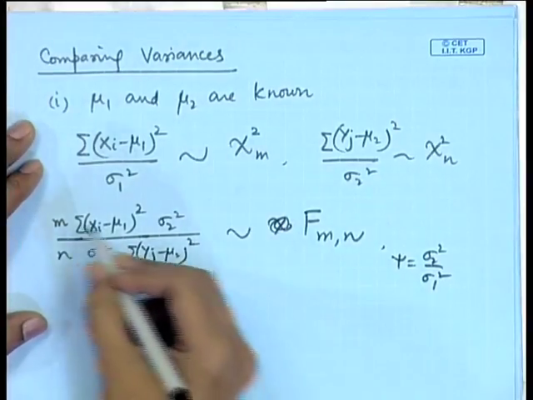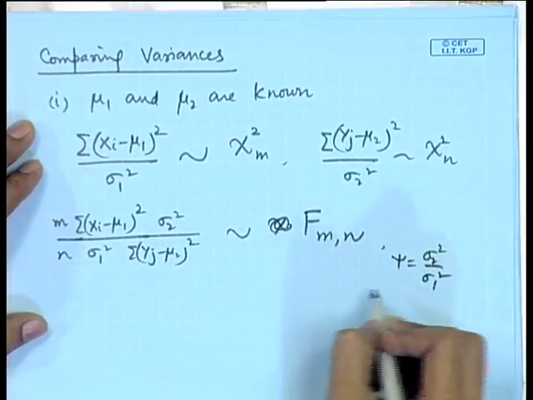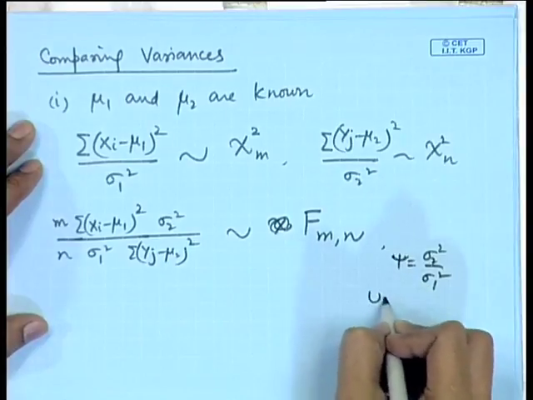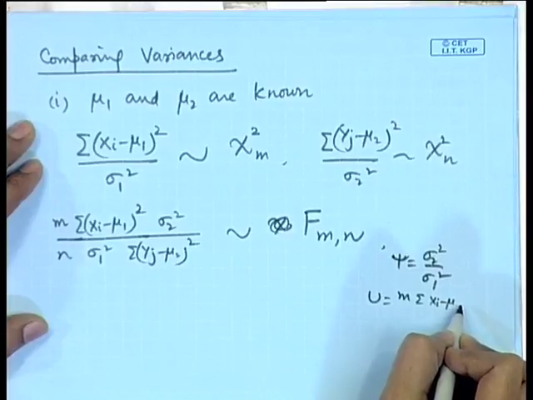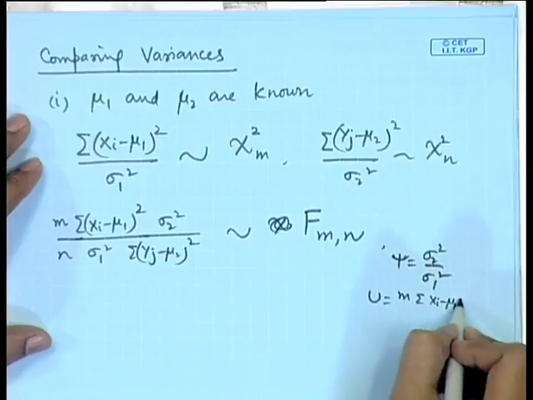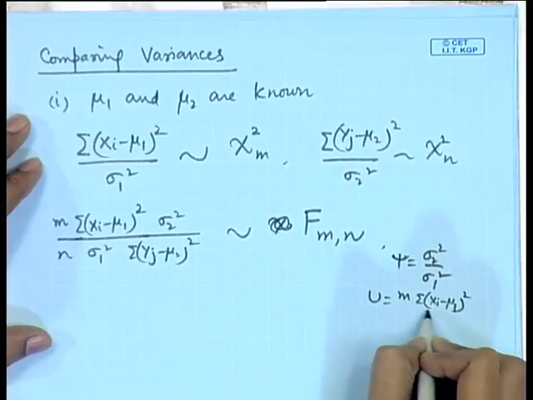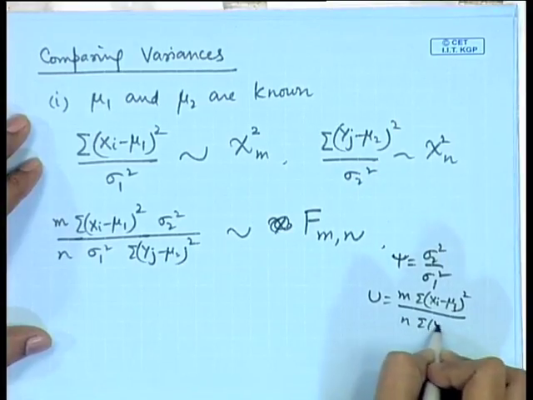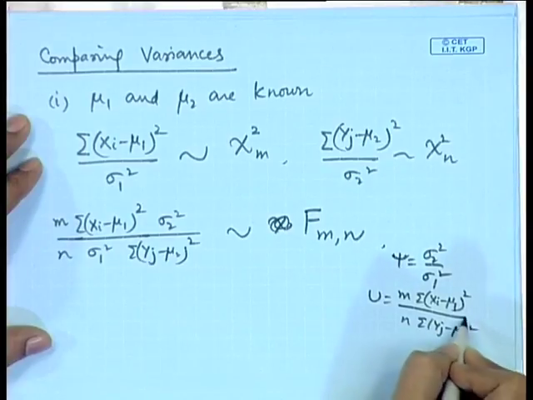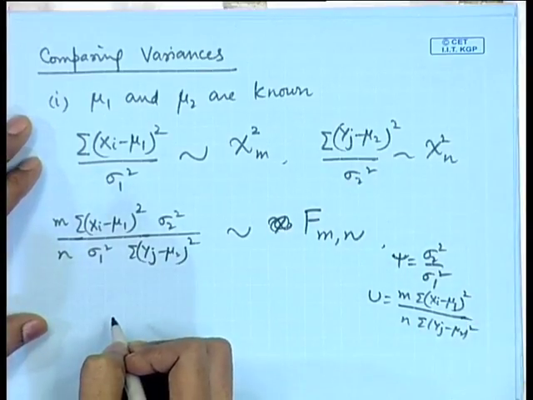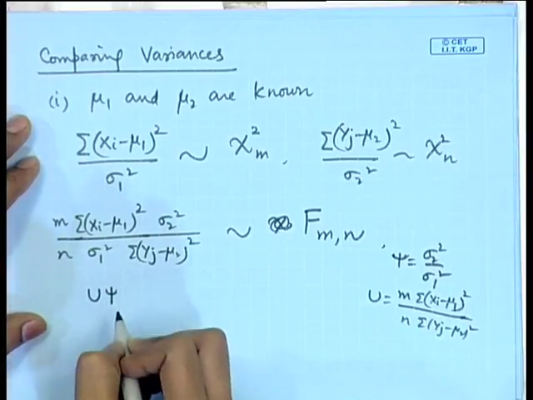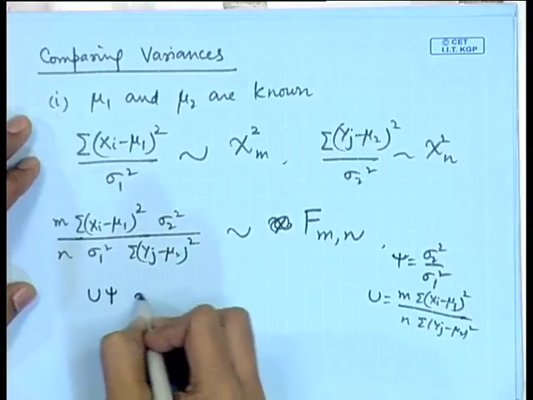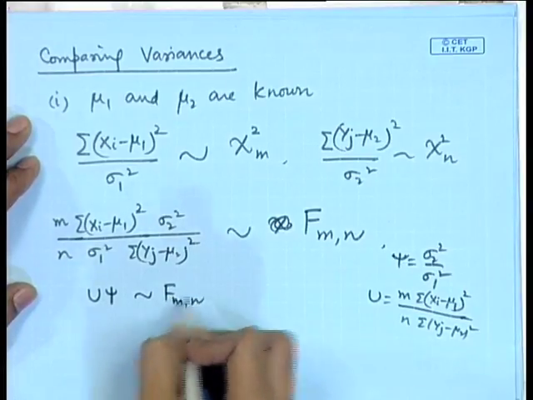Let me use the notation say u as m times sum of (xi minus mu1) square divided by n times sum of (yj minus mu2) square. So, if we look at this one, then we have u psi following an F distribution on m, n degrees of freedom.